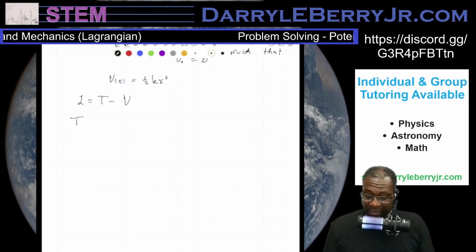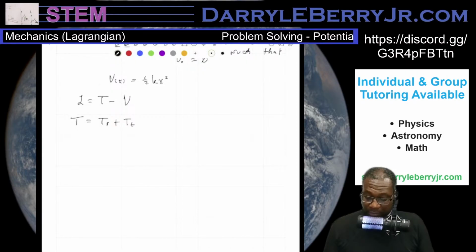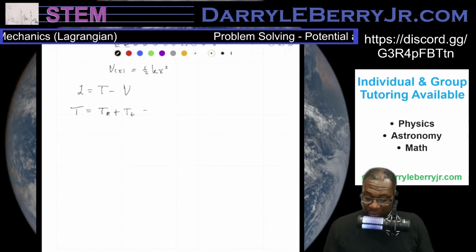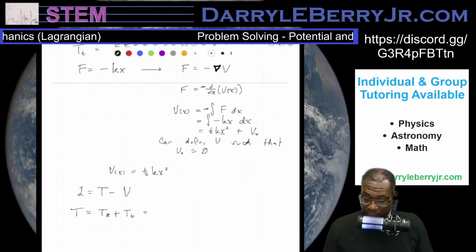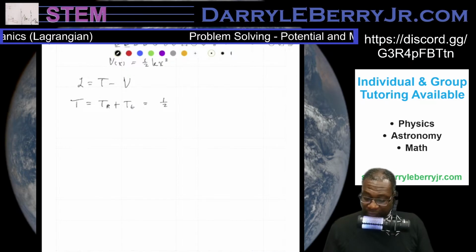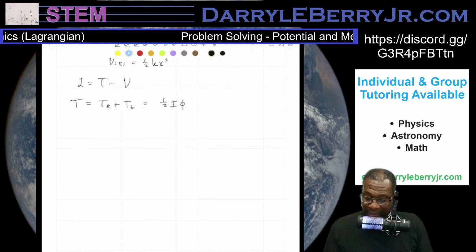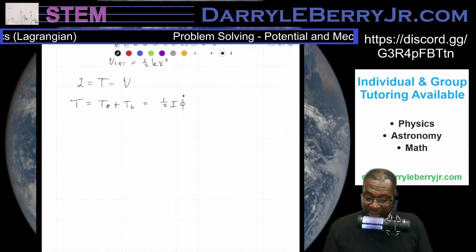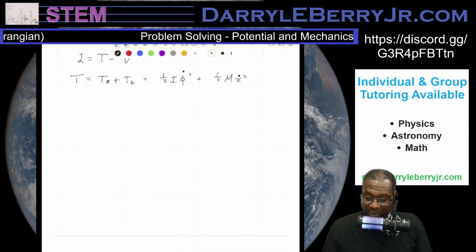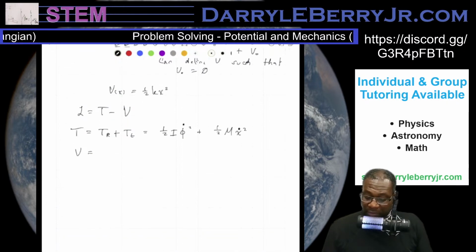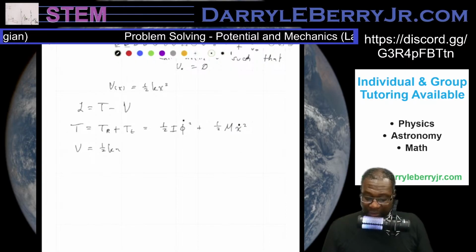we have the full kinetic energy equals Tr plus Tt equals 1/2 I phi dot squared plus 1/2 m x dot squared, and V equals 1/2 k x squared.